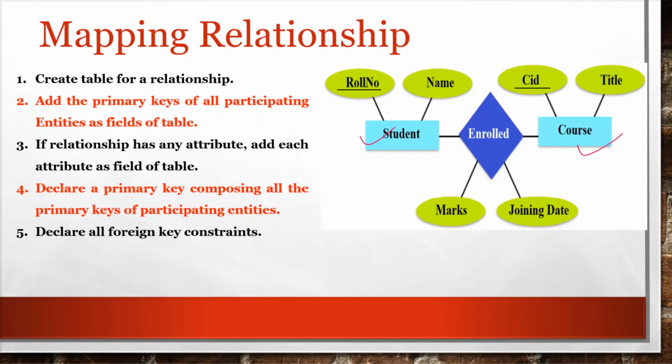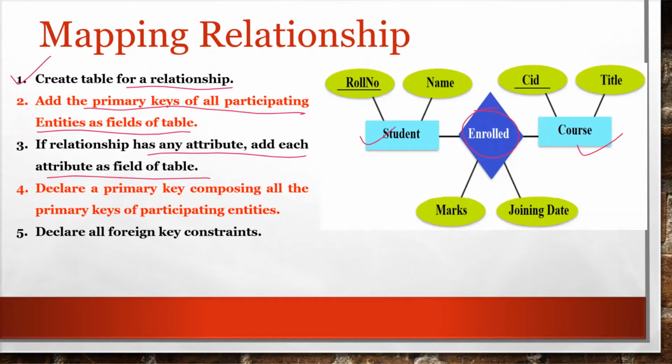Next we have to create a table for this relationship because we have to store the relationship attributes as well. Also, we need to relate the student and course entities. So to relate these two entities we need to create a table corresponding to the relationship. For the relationship table, we need to add the primary keys of all the participating entities as fields of the table. The third step is to add the attributes of the relationship as fields of the table.